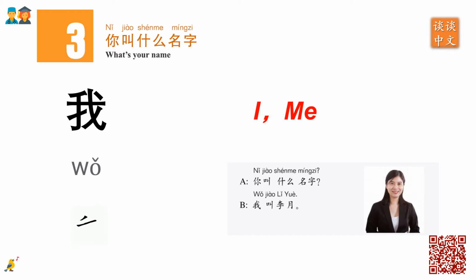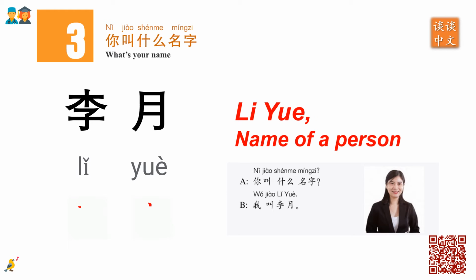Next one is 我, me, I. Whenever you want to say I in Chinese, you will always use 我. So don't forget these words, very important. 我 is me, 你 is you. 李月, you don't need to worry about this word too much because it's a little hard for you at this moment. What is the meaning of Li and Yue we will study in future. You should know that this is the name of a person.